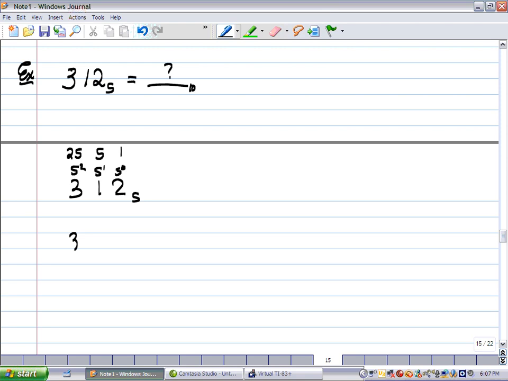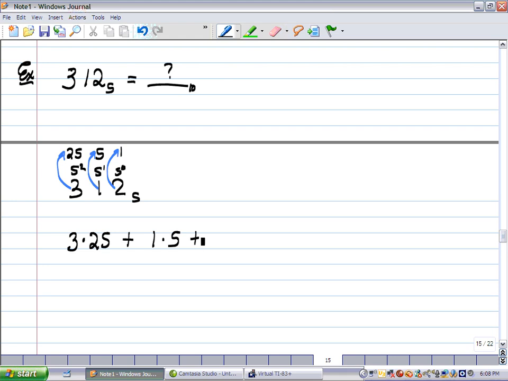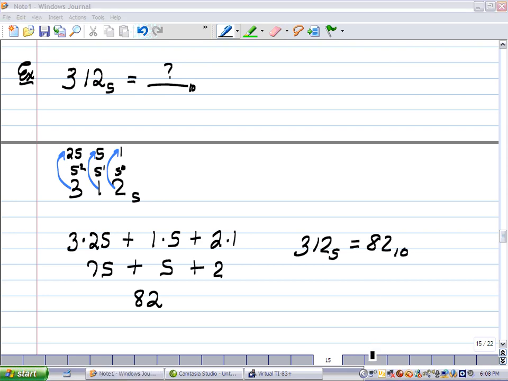Okay, so let's multiply 3 times its place. Each number times its place. So 3 times 25 plus 1 times 5 plus 2 times 1. 75 plus 5 plus 2, which is going to be 2 and 5 is 7. So that's going to be 82. So 312 base 5 is equivalent to 82 in base 10. Okay.